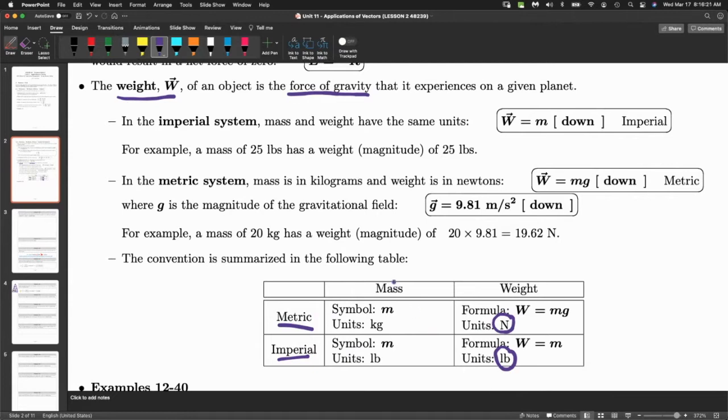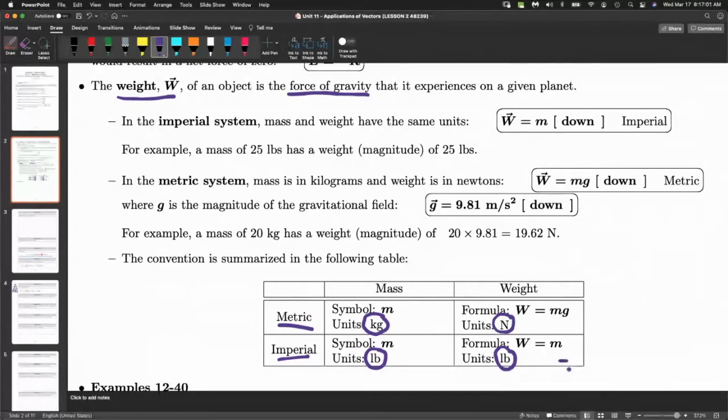Now, in contrast, mass is simply how much matter you have. It is the amount of matter that you have, or the amount of stuff that you have if you want. Mass is kilograms, but in the imperial system, mass is pounds. So you notice that in the imperial system, there is no distinction between mass and weight. They both have units of pounds. Often, you'll see that pounds will be written as lbf or pounds force, but the numerical value is the same.